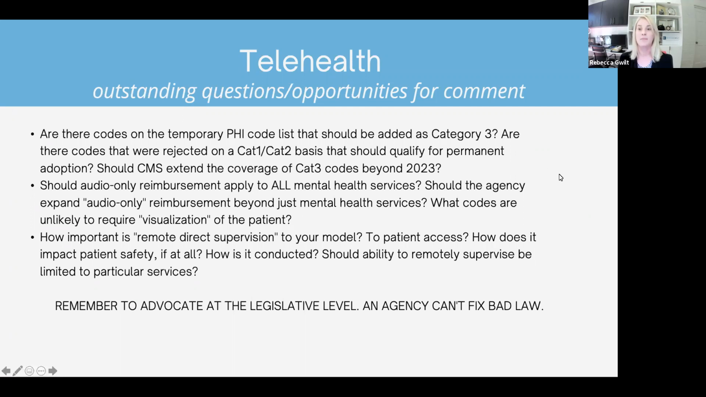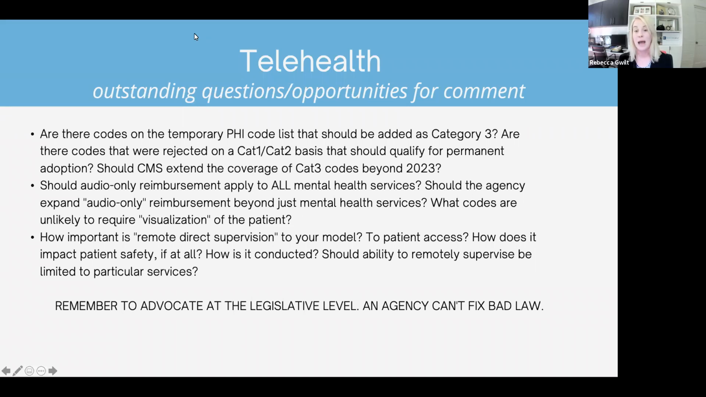Again, if the legislation changes, then we may have more opportunity to fix that. But I think the more we hammer on this point, the more we have the opportunity to open up audio only services for so many patients who don't have access to audiovisual.